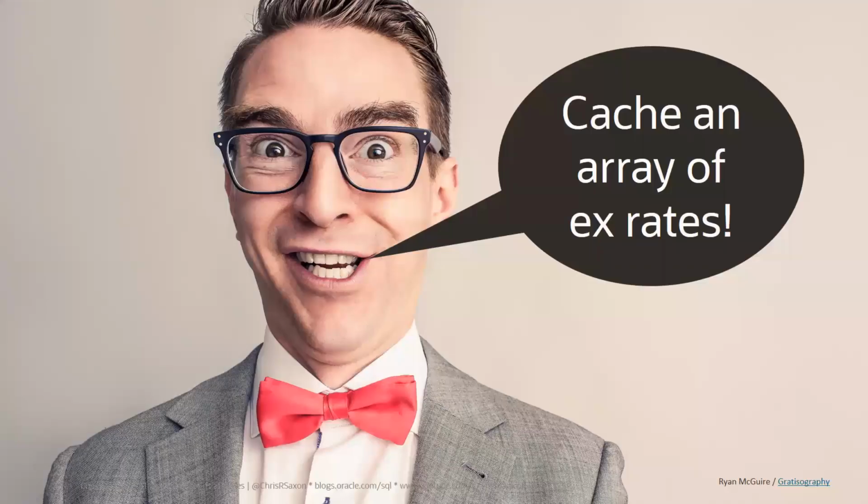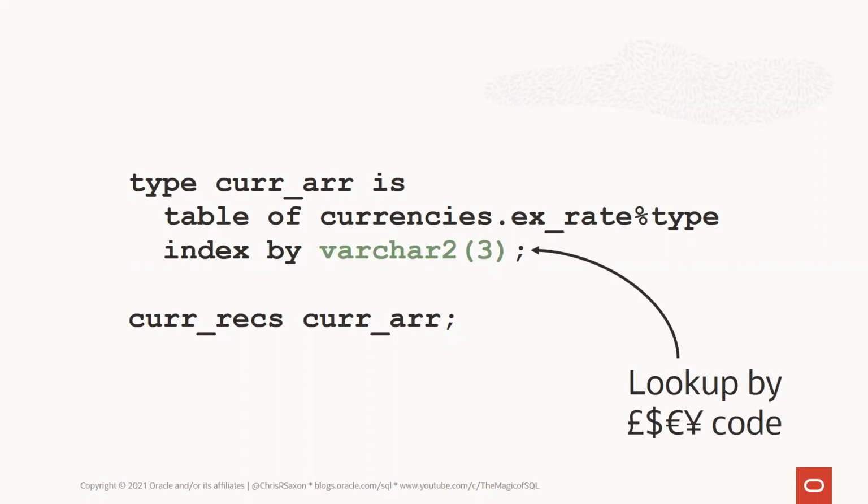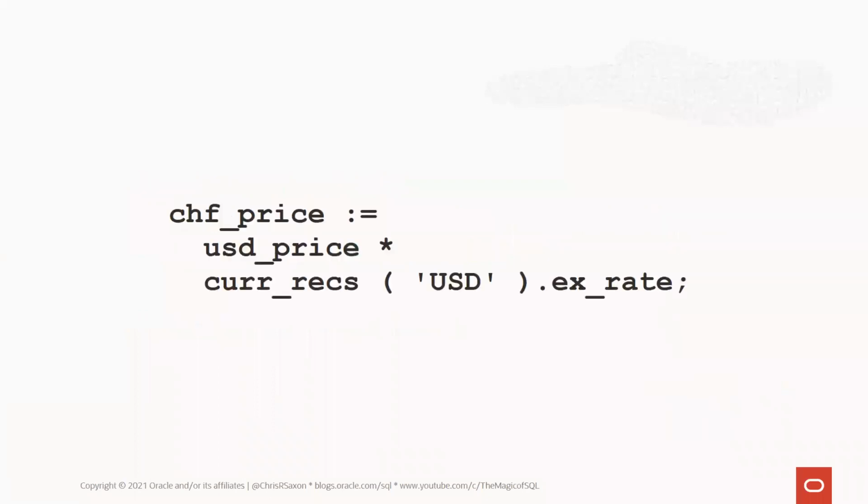Well, you can cache the exchange rates. Just load them into an array and store the details there. If you're doing that in PL/SQL, what we can do is create a table indexed by VARCHAR2. So we're going to use the currency code as the lookup value for that array. So CHF, GBP, EUR, that kind of thing. So we can use that to find what a particular exchange rate is. So we can do a conversion nice and simply like this. So we don't need to then query the table each time to find what they are.